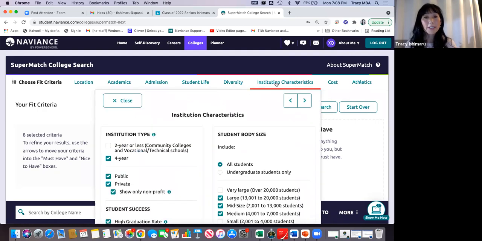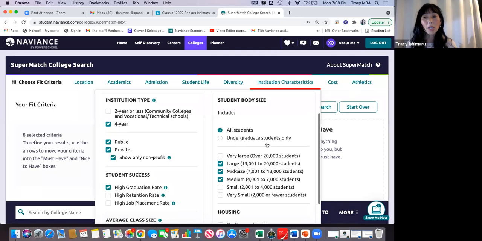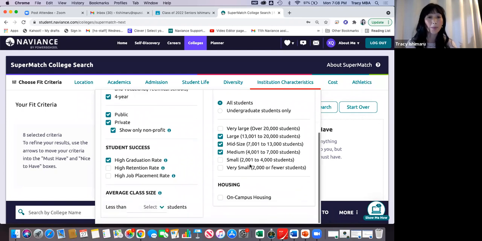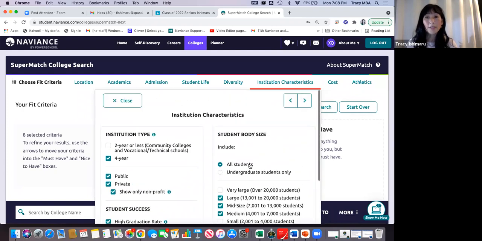Institution characteristics. So what does it look like? Is it a large school? Is it a small school? Is it a school that has graduate students on it, or is it undergrads only? So all those different things come up to a search.